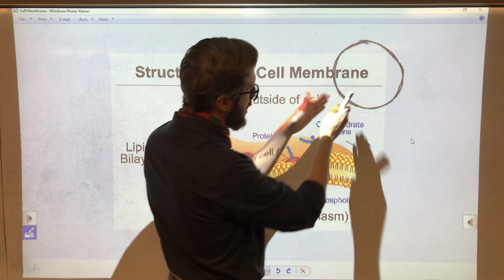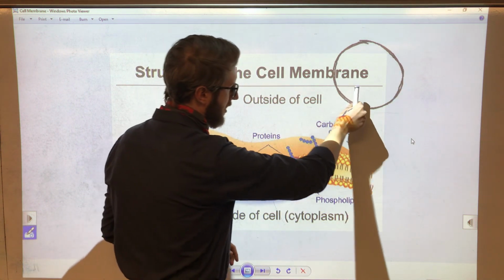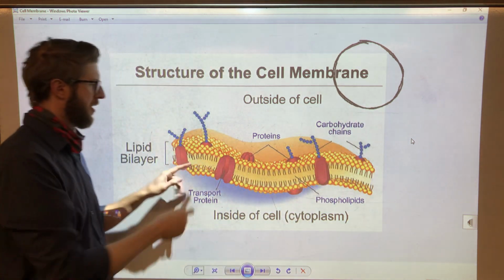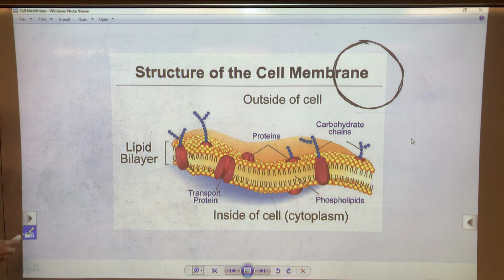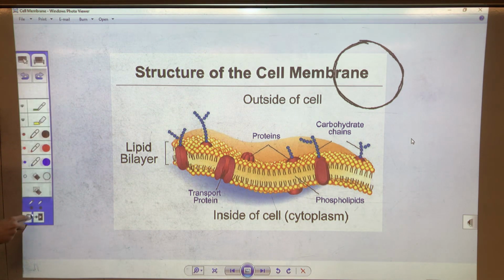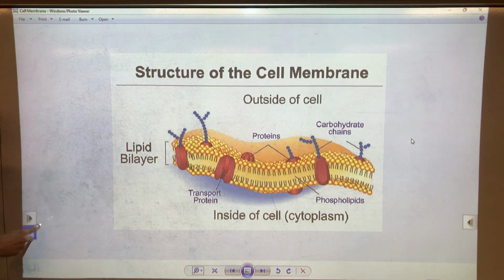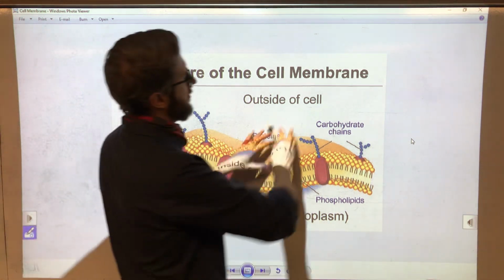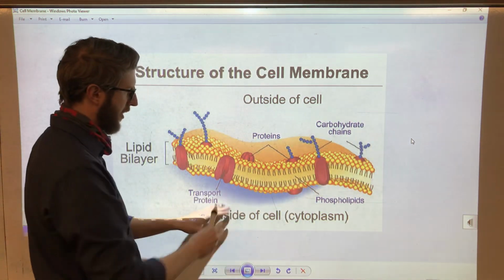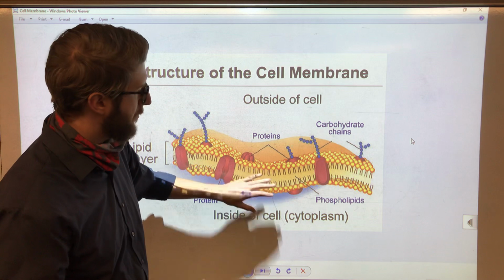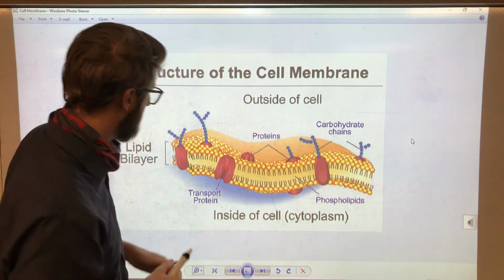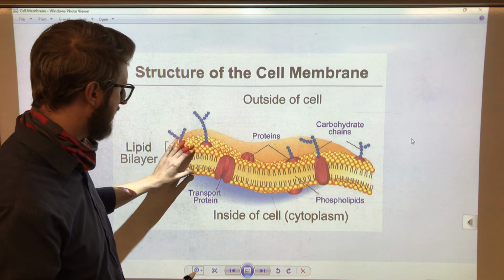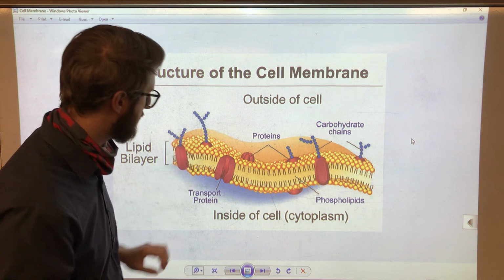Now if we zoom in onto this part, just any part of the cell membrane, and we zoom in very closely, this is what it'll look like. Now the official name for the cell membrane is everything that you see here, but it's actually made up of several different things that are working together. And the biggest thing is what we call the phospholipid bilayer.